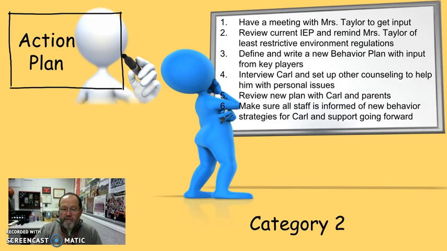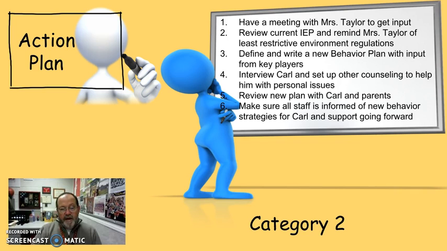The action plan going forward is to have a meeting with Mrs. Taylor to get her input. I think Mrs. Taylor's first interaction with Susan was kind of an emotional thing, so try to have a more calm and detailed meeting about what Mrs. Taylor thinks can be going on. Need to review the current IEP with Mrs. Taylor and help her to understand that law and regulations dictate that he can't just be pulled out of the classroom and put in a room by himself.